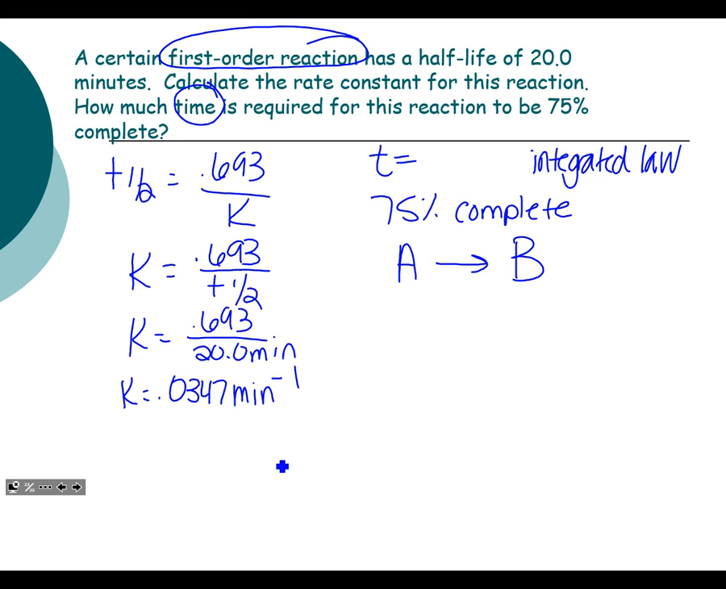Now, at time 0, what percentage of A do we have? Well, it's time 0. Nothing's happened, so we have to have 100% of it. Now, when this is 75% complete, how much of A do we have left? Because remember, it's all about the reactant. So our A is going to go from having 100% down to 25%.